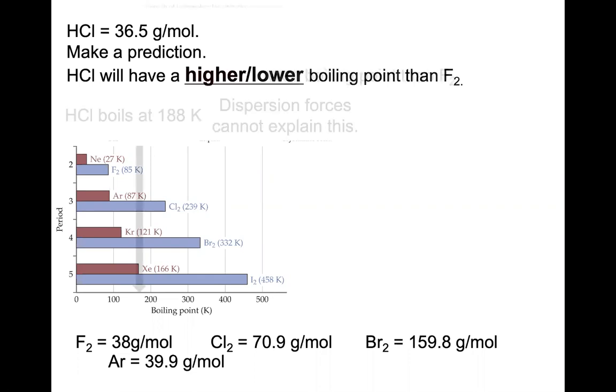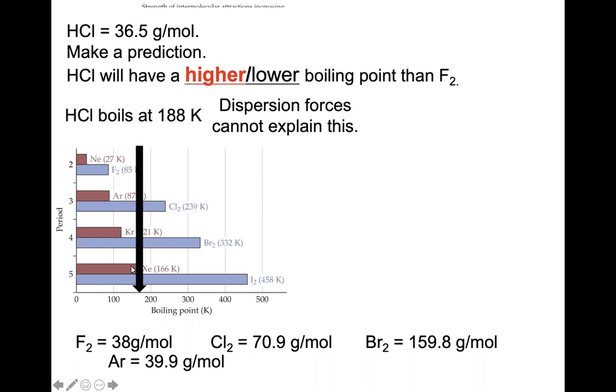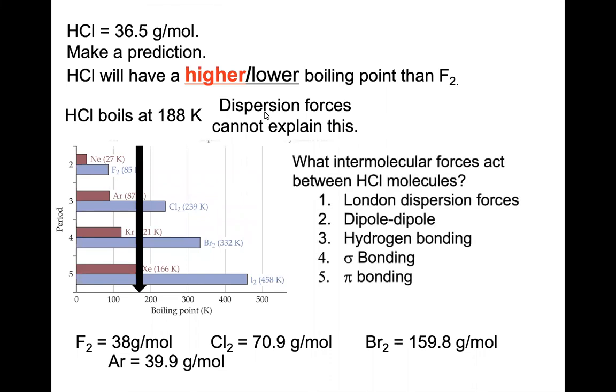But if we look at the experimental data, it turns out it's actually higher. It's not just a little bit higher, it's quite a bit higher. It's about 100 degrees higher. Dispersion forces can't explain why HCl has stronger intermolecular forces than F2. Dispersion forces can't explain it. We must have something else going on.